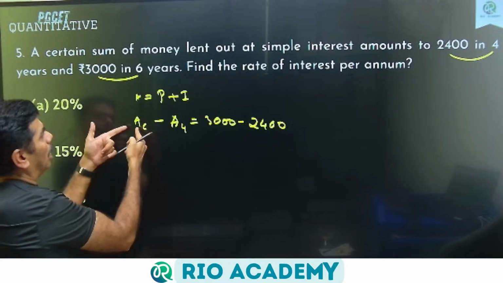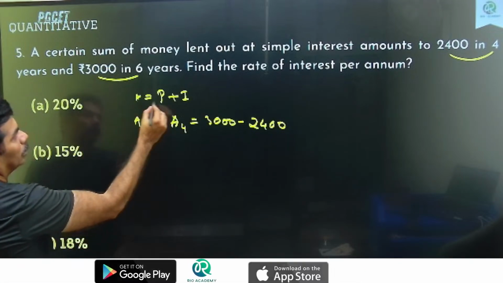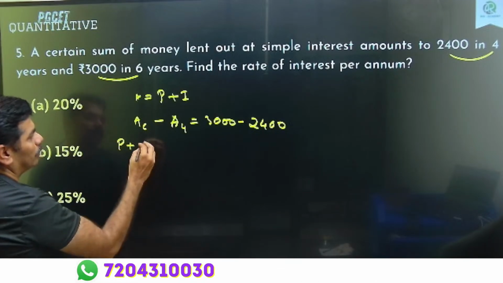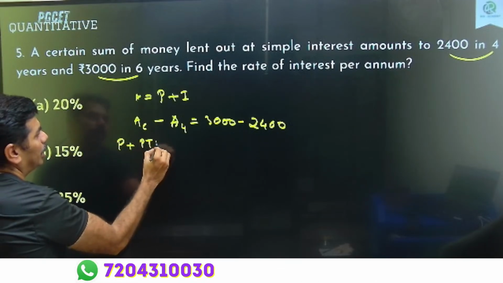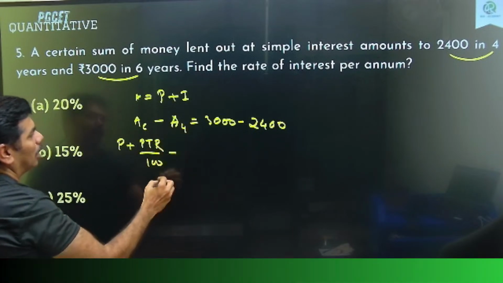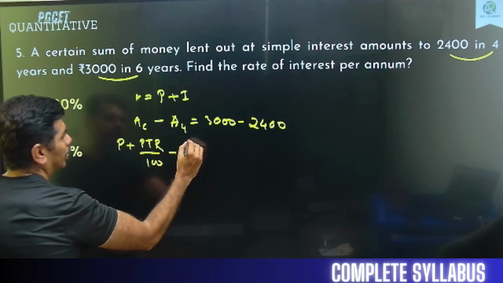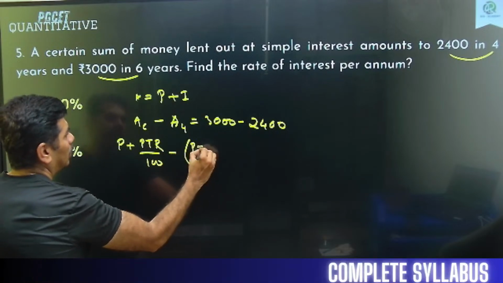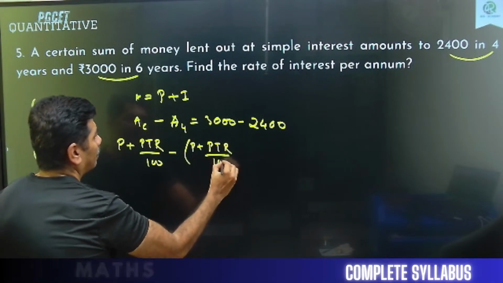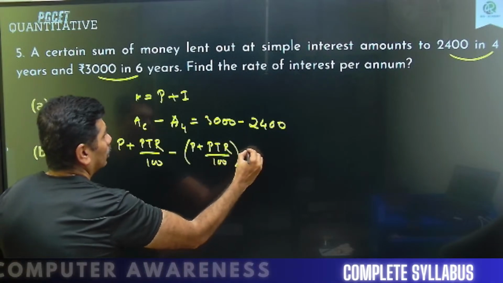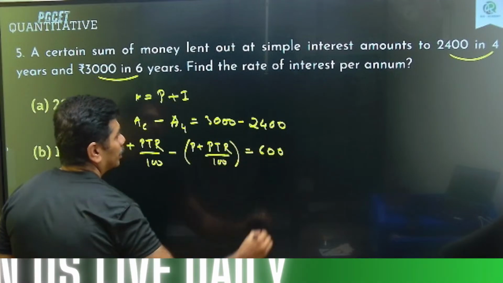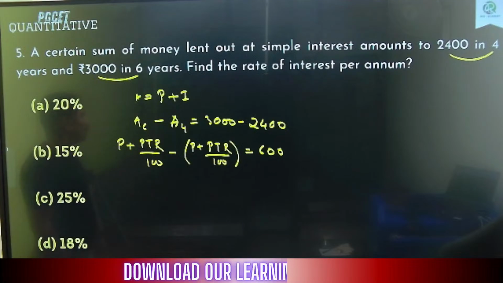Okay, now amount at the end of 6 years. Amount ಅಂತಂದ್ರೆ ಏನು? Principal plus interest. So principal plus interest. Formula for interest is PTR by 100 minus amount at the end of 4 years is also same, P plus PTR by 100. Okay, that would give you 3000 minus 2400, that is 600 rupees.